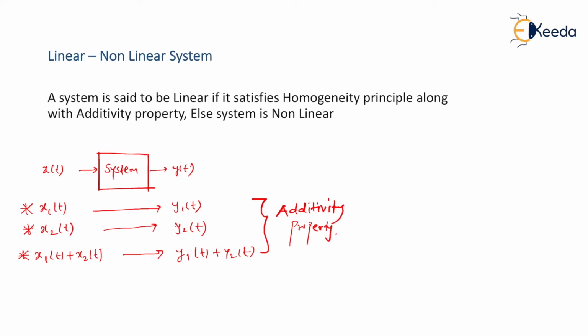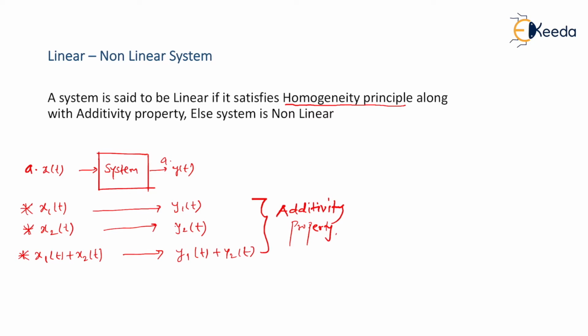But only the additivity property will not do. It should also satisfy another principle called the homogeneity principle. Let us see what the homogeneity principle is. As I said, when you apply input x of t, you get output y of t, or in short, when you apply input x, you get output y. But if you apply input as a times x of t, then the output should be equal to a times y of t. I hope it is clear.